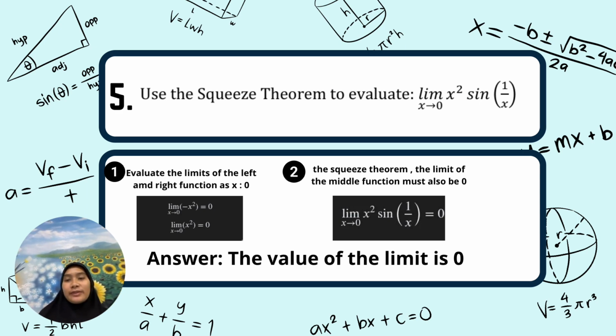Today I will tell you about how to use the squeeze theorem to evaluate the limit as x approaches 0 of x sin(1 over x). Evaluate the limit of the left and the right functions as x approaches 0, like in the photo below. Both go to 0. By the squeeze theorem, the middle function must also approach 0. So the value of the limit is 0.